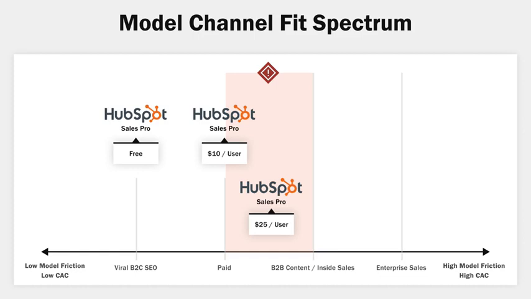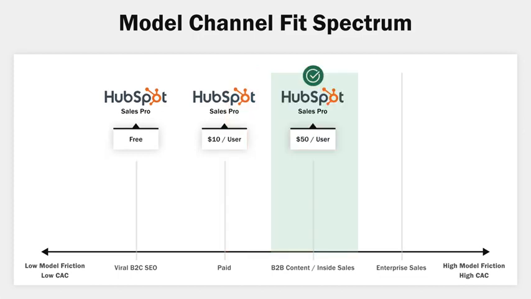So as a result, as we developed over time, we ended up shifting this tier of the product to a higher price point, introducing higher model friction. But at the same time, what it helped end up enabling was these higher CAC, higher influence channels of B2B content and inside sales. And as a result, we had alignment around model channel fit in this product tier, and that product tier ended up taking off.